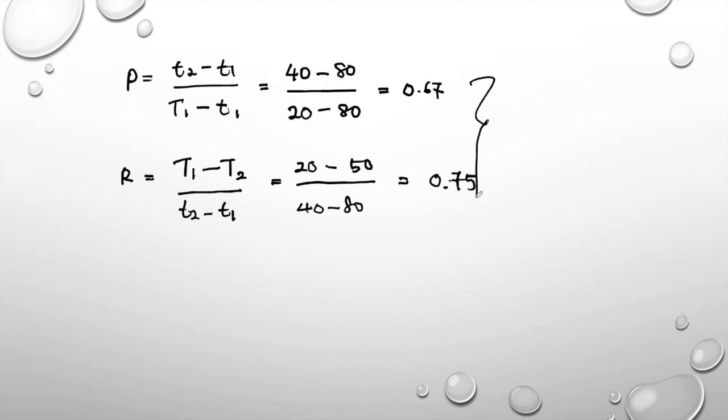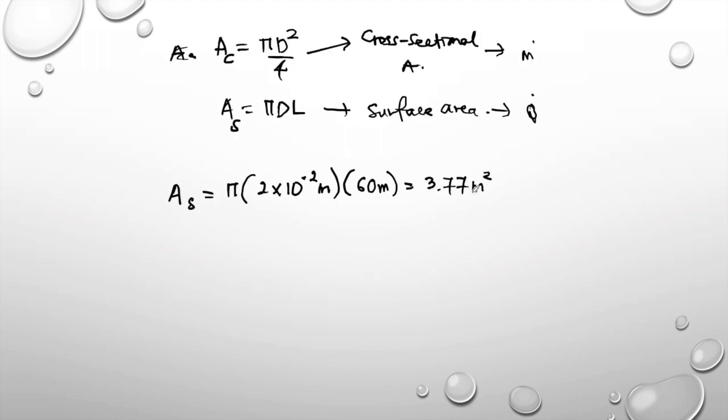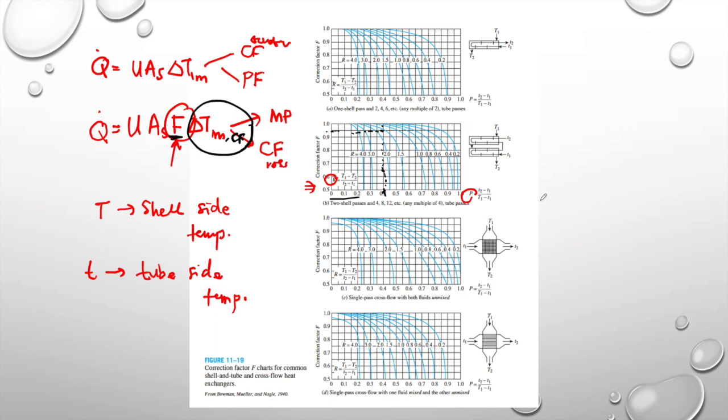Now you have to refer to this figure. Your value for P is 0.67, maybe here, this is just an assumption. You have to draw a straight line up to 1. Then your R value is 0.75, which is in between 0.6 and 0.8.